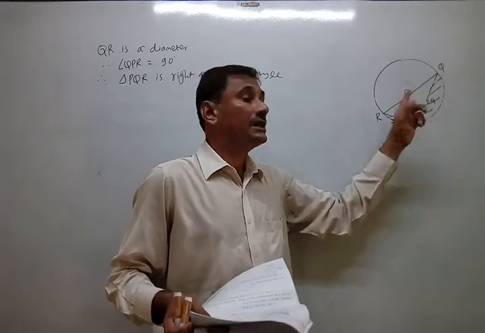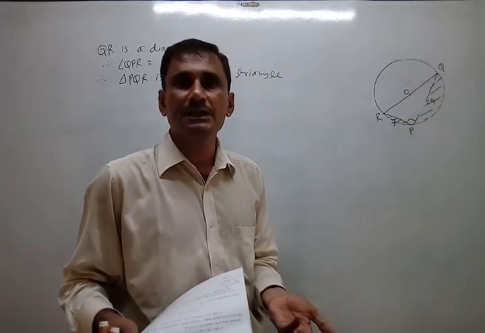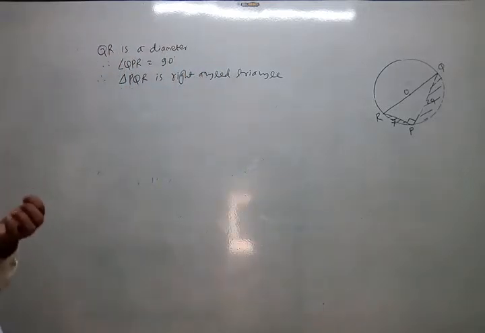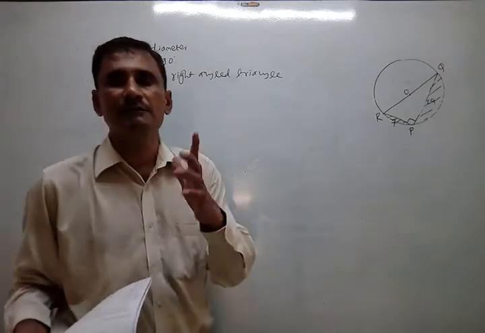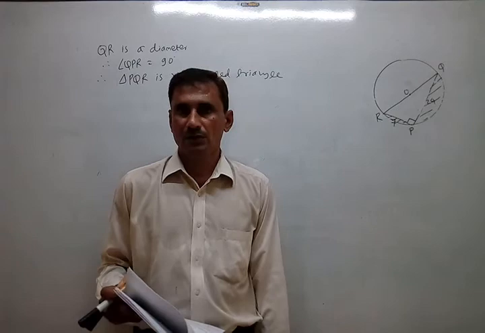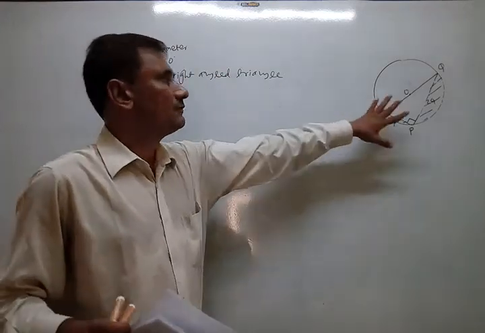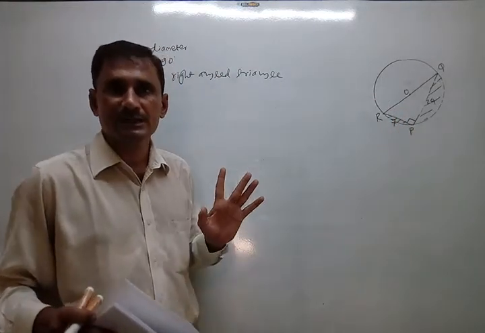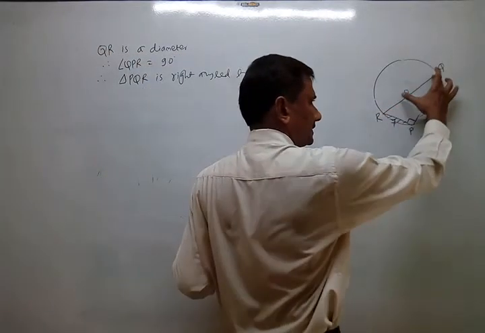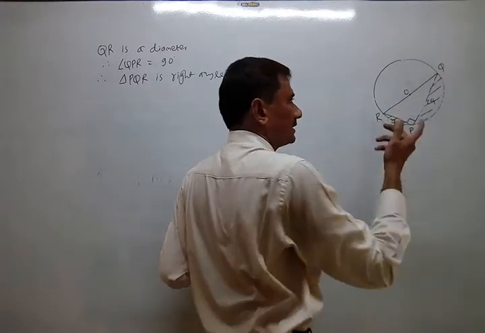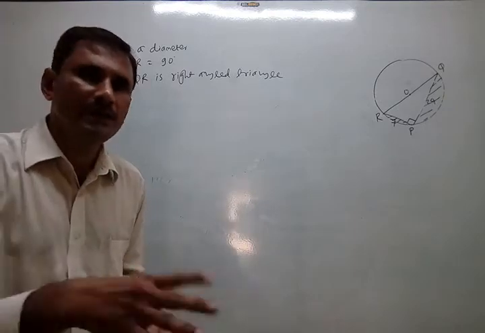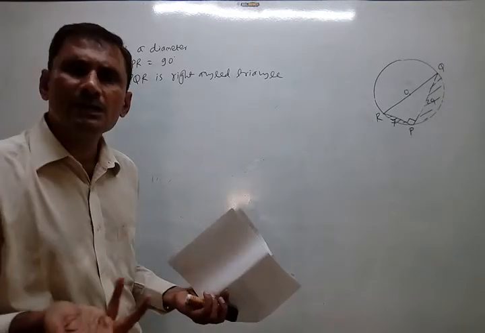But for finding the area of a semicircle or circle, the radius must be there, but the radius is not given. So our main purpose is to find the radius first of all, then we can go ahead. Otherwise we cannot find the area of the circle or semicircle. So if we find QR, then QR becomes the diameter. From the diameter we will have the radius, and after finding the radius, we can find the area of the semicircle.